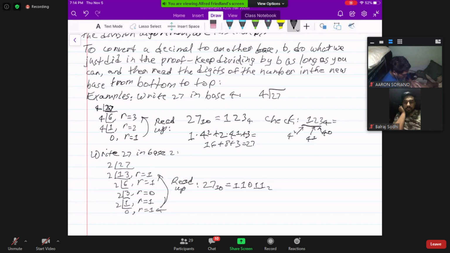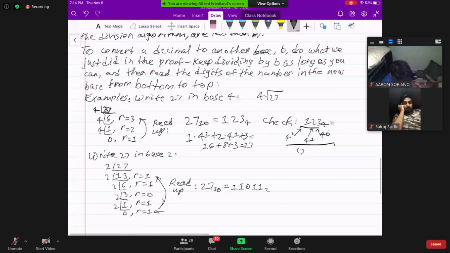And so as you expected, when we did it in base 4, we got 3 digits, but when we used a smaller base, we needed more digits. We needed 5 digits, for obvious reasons. The base is smaller. And again, to check this, this is the number of 2 to the zeros. This is the number of 2 to the ones. This is the number of 2 to the twos. This is the number of 2 to the threes. This is the number of 2 to the fours. So check.